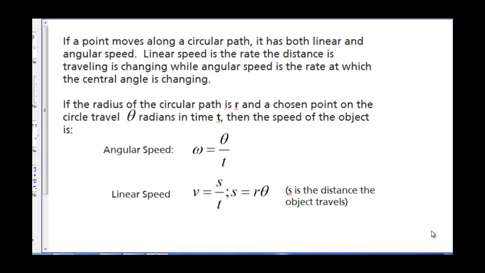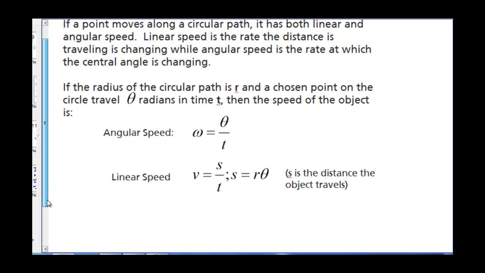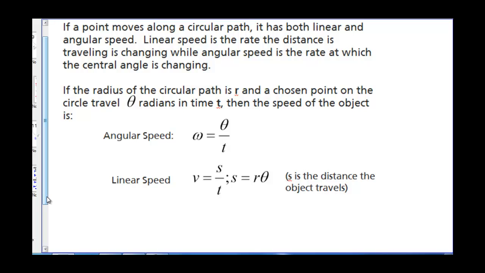If a point moves along a circular path, for example, if we have a bicycle wheel, there's a point on the bicycle wheel making a circular path. It has both linear and angular speed. So the linear speed is the rate the distance traveling is changing, while angular speed is the rate at which the central angle is changing.